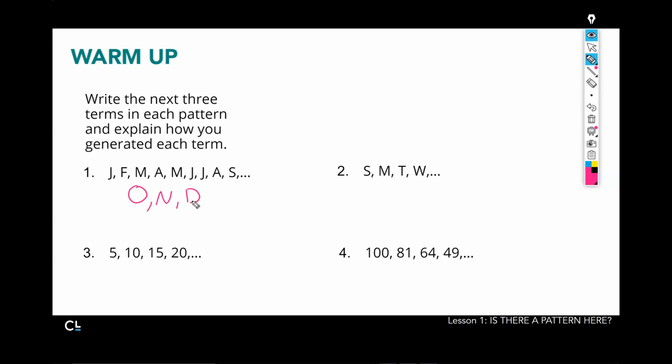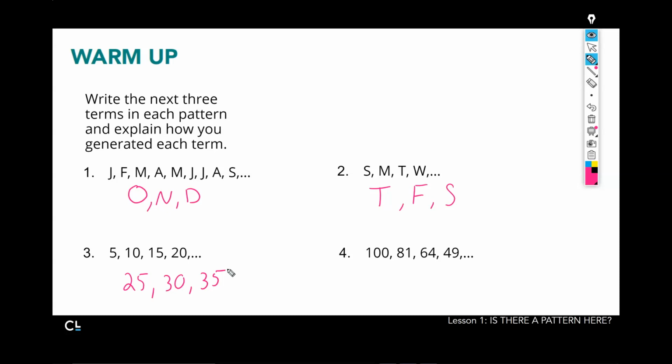Number 2, let's look at the pattern. Sunday, Monday, Tuesday, Wednesday, Thursday, Friday, Saturday. They are the first letters of each day of the week. Number 3, 5, 10, 15, 20, 25, 30, 35. We're increasing by 5. Number 4, 100, 81, 64, 49.